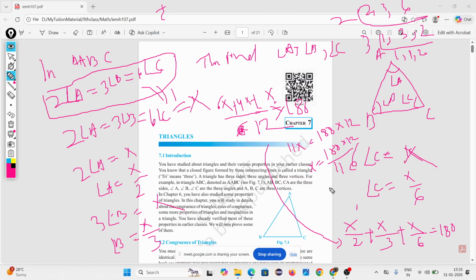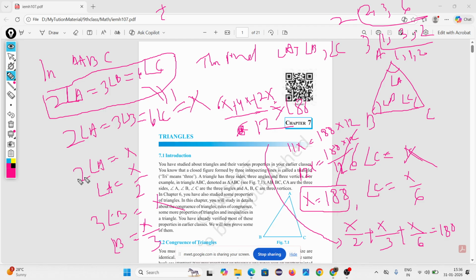I think I'm making some mistake. Here it will be 2x, so 6x plus 4x plus 2x. 12 divided by 6 is 2, 12 divided by 3 is 4. This is 2x, that is 12. Then it should be 12, 12 cancels. x equals 180.